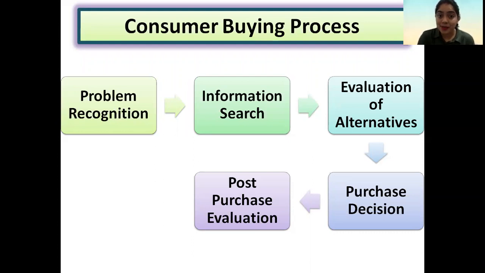It comprises sequential steps which a consumer follows to arrive at a final buying decision. The slide shows the five stages in the consumer buying process as problem recognition, information search, evaluation of alternatives, purchase decision, and post purchase evaluation. A marketer must know how a consumer will make a final buying decision.